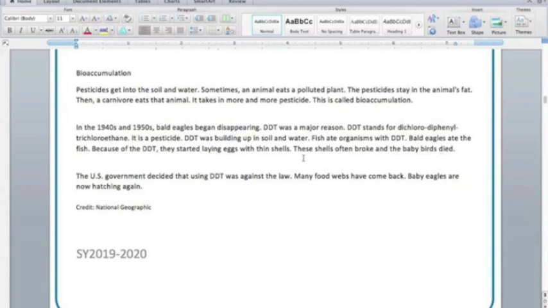Let's stop here and underline any key details that we've just learned about bioaccumulation.